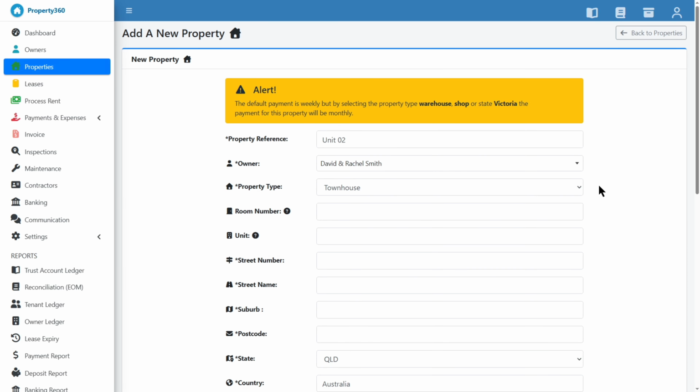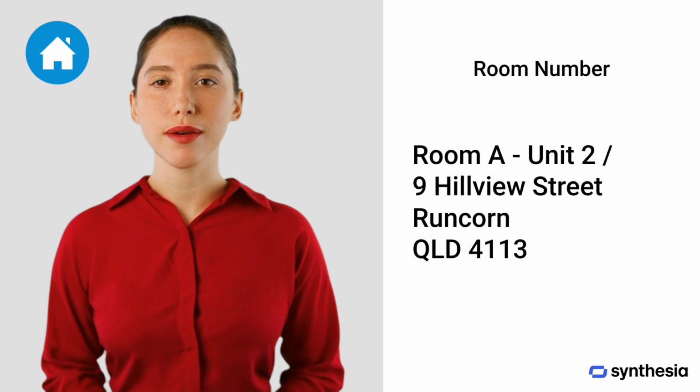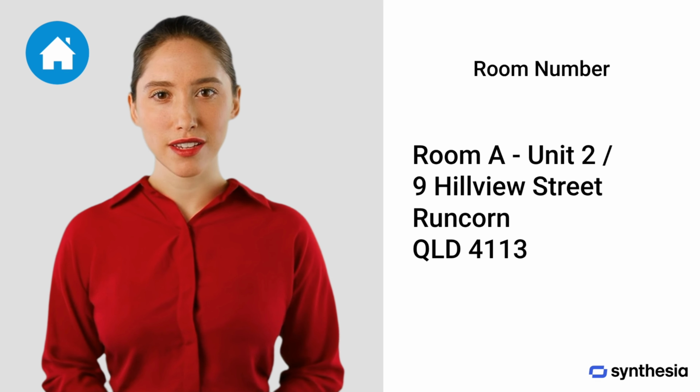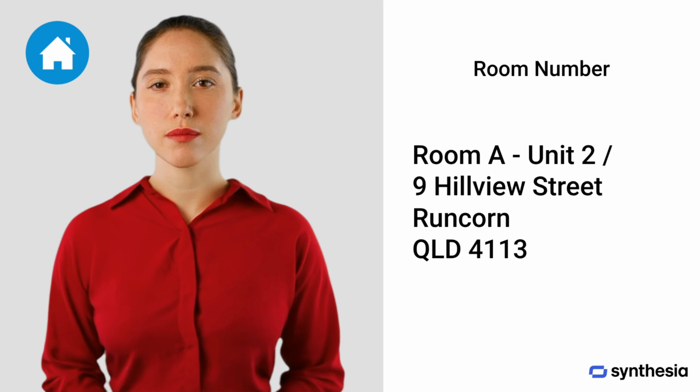Room numbers are mostly used for student accommodation. For example, imagine a single townhouse unit. Inside that unit, you might have three separate student rooms: Room A, Room B, and Room C. Please note, you do not need to fill in each field. If there are no room numbers, simply skip this optional field.